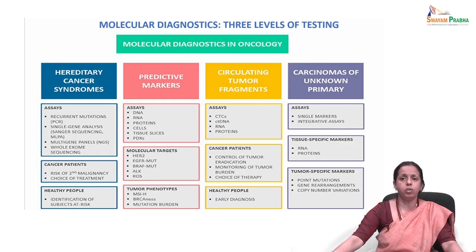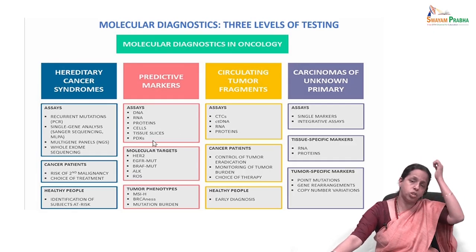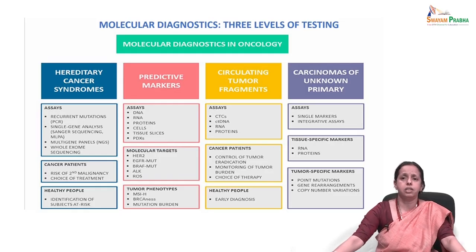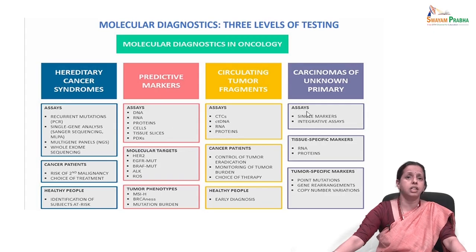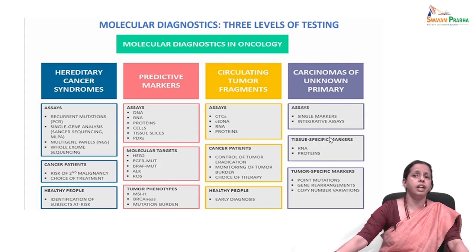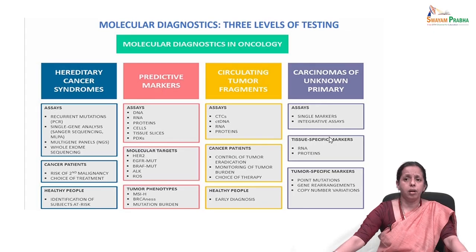So, recent developments in your tumor mutations, for example, monitoring of your malignant disease can be achieved through molecular detection of your residual tumor fragments. Now, recent developments like your mutation testing and then your RNA analysis, they all offer novel tools for diagnosis of cancers of unknown primary origin.